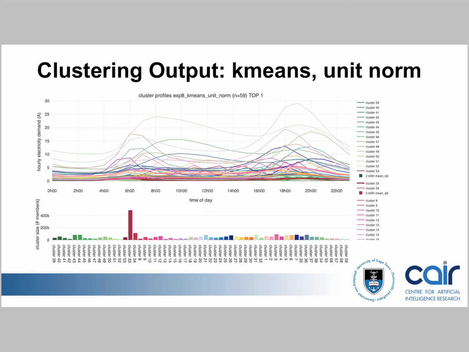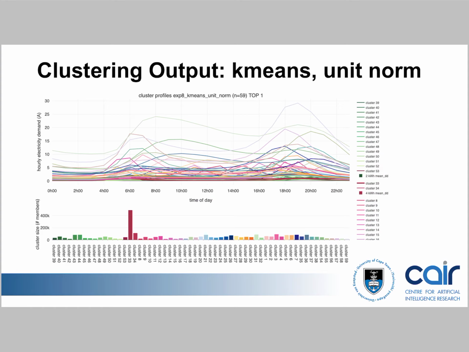Then on the other hand, we've got a second output, which is for experiment 8, kmeans unit norm. What you can see here is, again, that cluster 33 has got a large number of profiles. It's got about 450,000. And then for the remainder, the number of load profiles assigned to different clusters is equal.